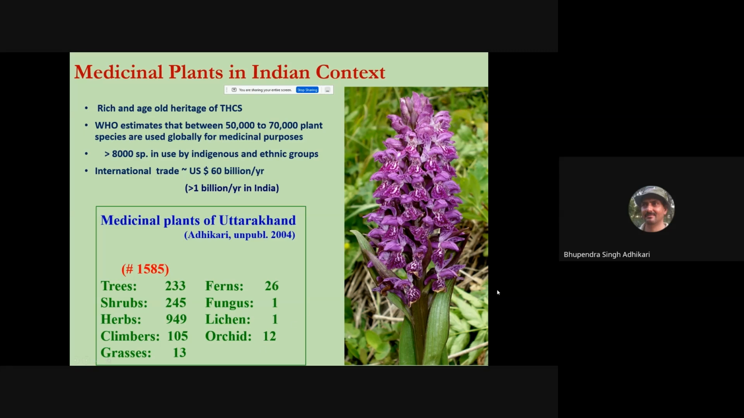They published a book in which they mentioned that 1,578 species of medicinal plants are there in the entire Himalayan region. But when I collected information from the published literature, I found that there are 1,585 species being used for medicinal purposes by ethnic communities and local people. You can see the distribution: maximum are herbs 949, trees 233, shrubs 245, like that. Here I could mention only 12 orchids at that time, but now we have recently published, and in the previous slide I mentioned 29 species of orchids are being used. So I have to correct it.